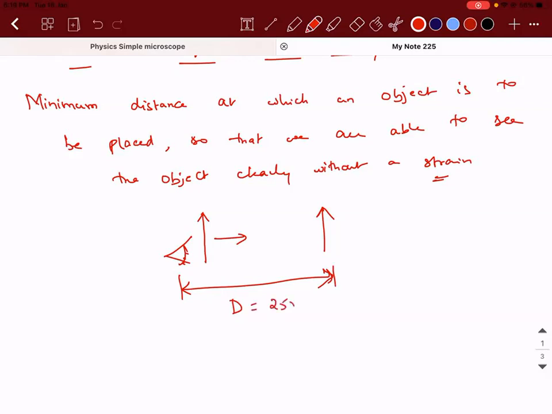Generally, for a healthy eye, it is taken to be 25 centimeters. It means that for a normal eye without the help of any spectacles, which doesn't have any defect, you keep the object at a distance of 25 centimeters from the eye so that you are able to see the object clearly.